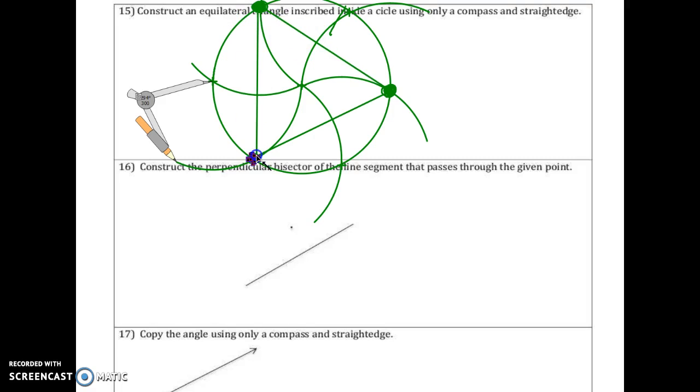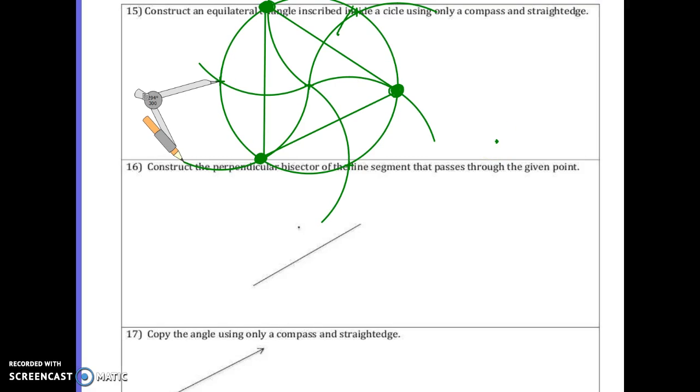So this is my inscribed in a circle equilateral triangle. Okay, number 16, construct the perpendicular bisector of the line segment that passes through the given point.